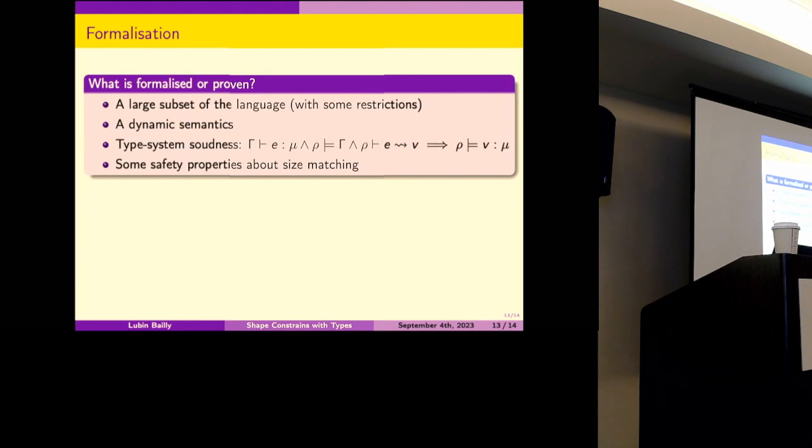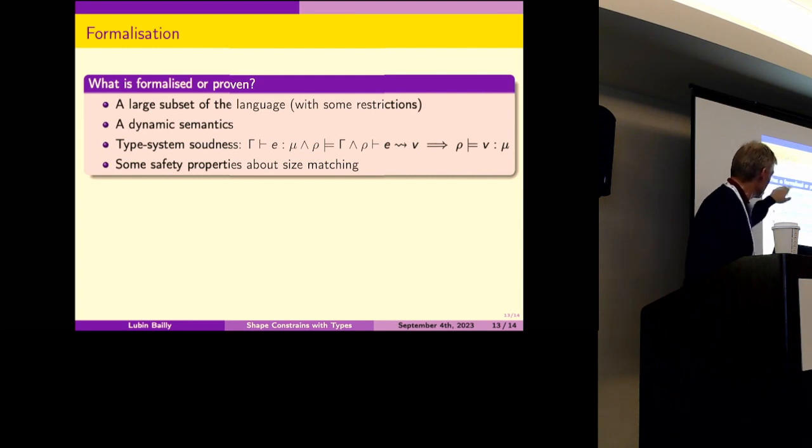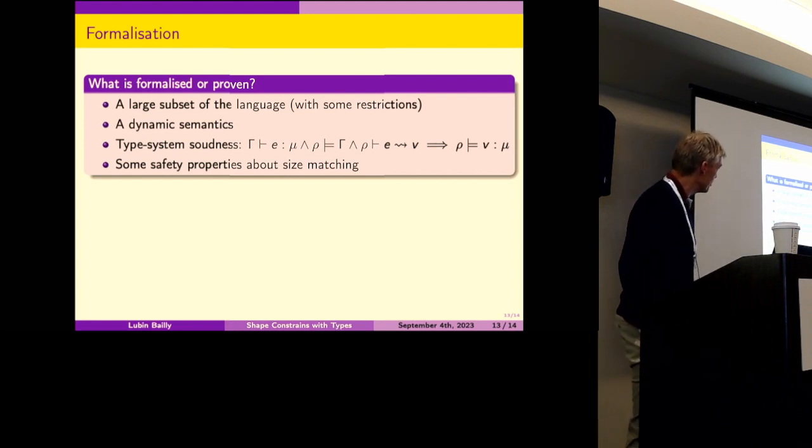So that's a formalization. The formalization is basically just extending previous work here. The thing has been proved for a large subset of the language. There are some restrictions that we haven't covered more in the paper about that. There's a dynamic semantics and then a type system with a soundness property. It basically specifies that if we have that E is of type mu here, and we know that the static environment here is consistent with a dynamic environment, and we know that E is reducing to some value V in that dynamic environment, then we also know that the value has the type mu in that environment.